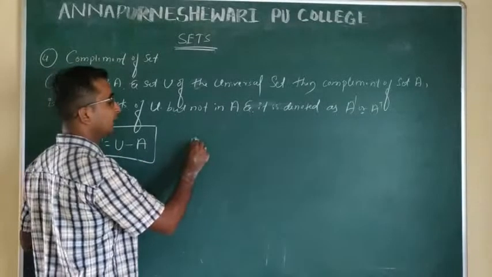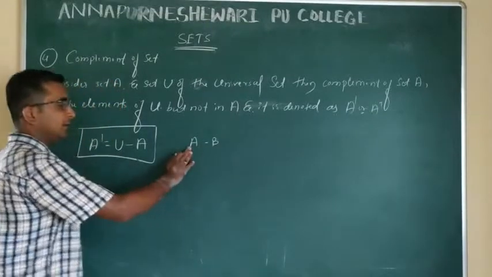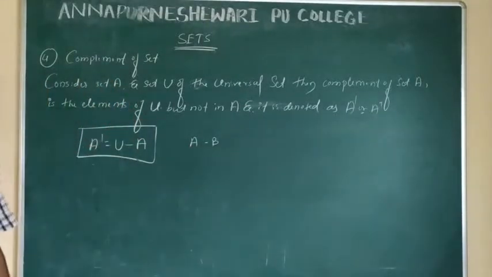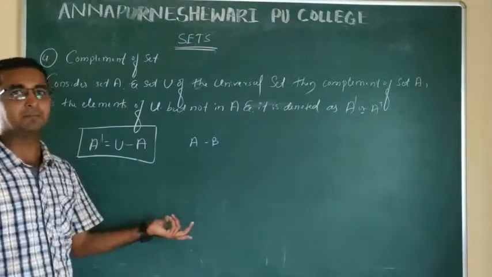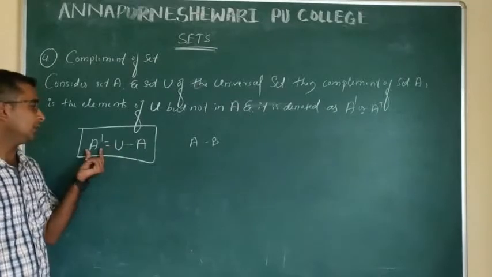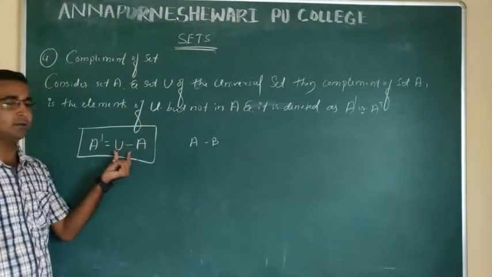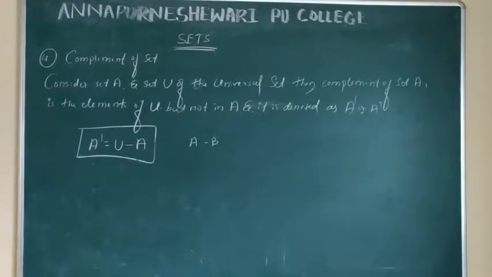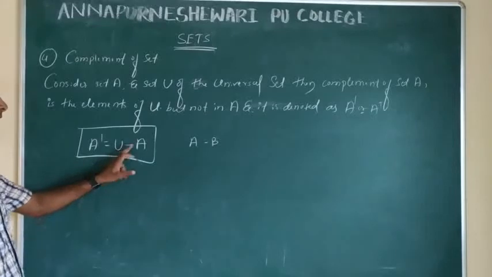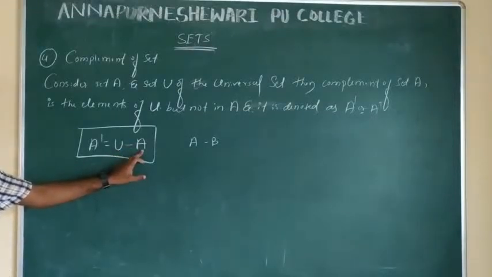So now A minus B, the remaining elements, the elements which are left in the set A after removing the common elements, is the difference of A and B. Here A dash means U minus A: the common elements are left out, and the elements which are present in U but not in A, that is nothing but A dash.